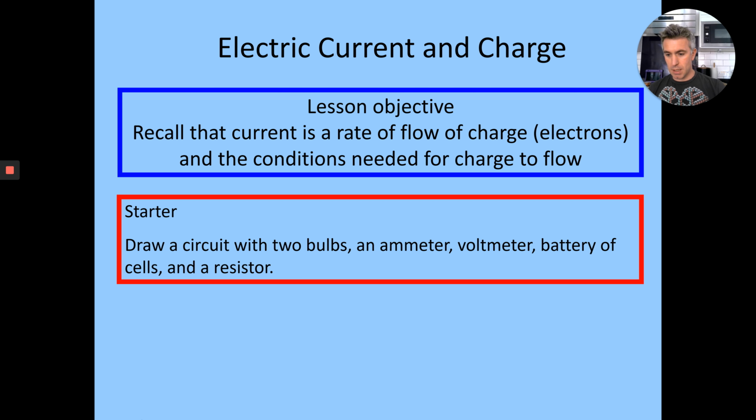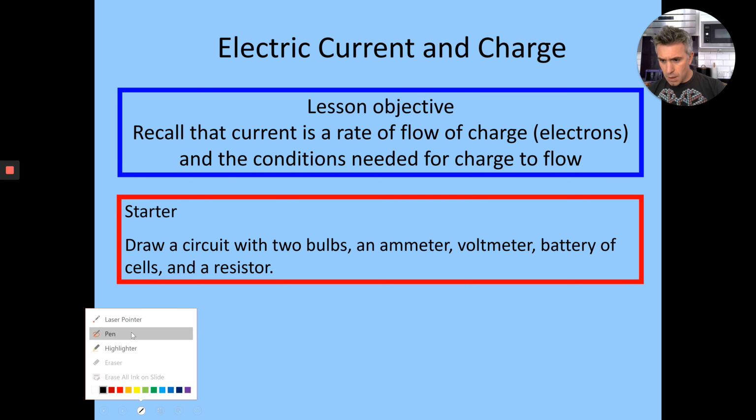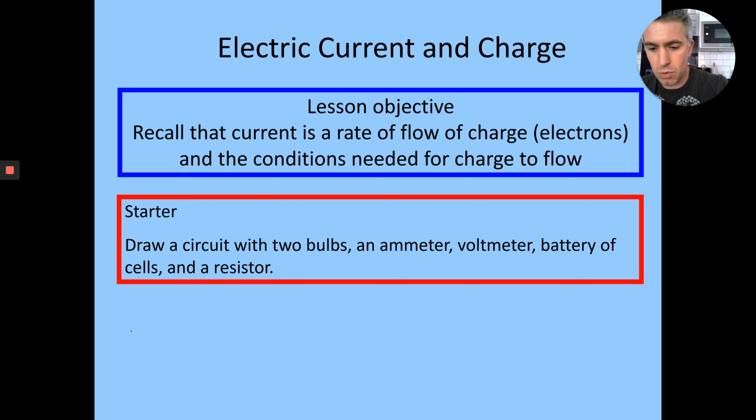Let me just make sure I've got the pen setting on. Okay, so I'm going to draw. First thing, I'm going to draw the battery because that is a good place to start. And then I'm going to go around like this. I'm going to add an ammeter in across like this. I'm going to do a resistor, which is a rectangle like this. I've done 2 resistors. Silly sausage. Okay, I'll draw 2 bulbs. I've done 2 bulbs and 2 resistors.